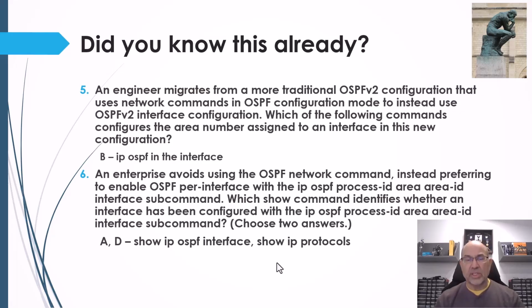So question number 6 is similar, right? We're going away from the OSPF network command, and we're going to do it per interface. Which show command identifies whether an interface has been configured with the OSPF process ID? Well, if you now do the show IP OSPF interface command or show IP protocols, which will show the interfaces that are involved, those two will give you the details you need about the interfaces.